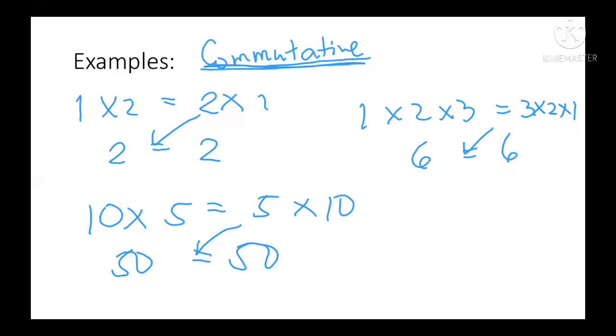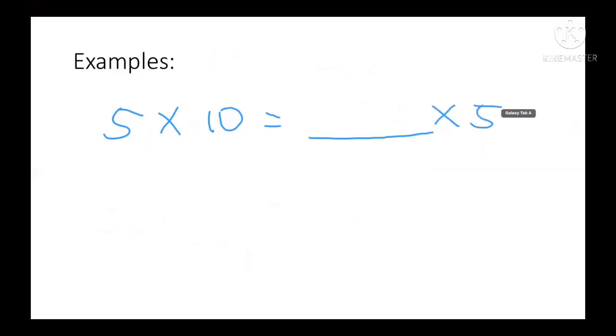What if I give you blanks? Just like this: 5 times 10 equals blank times 5. What number do you think will be put here on the blank? Very good, it's 10, because we must have the other number also.